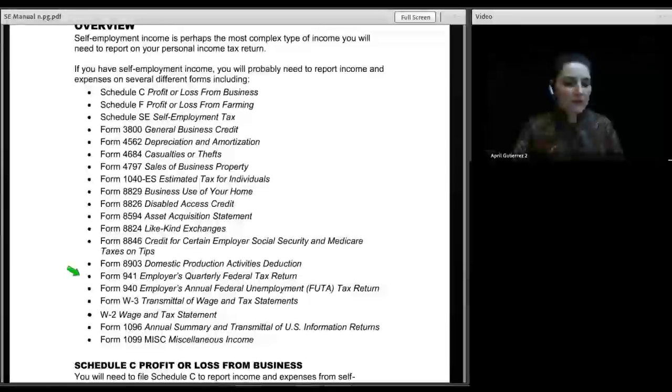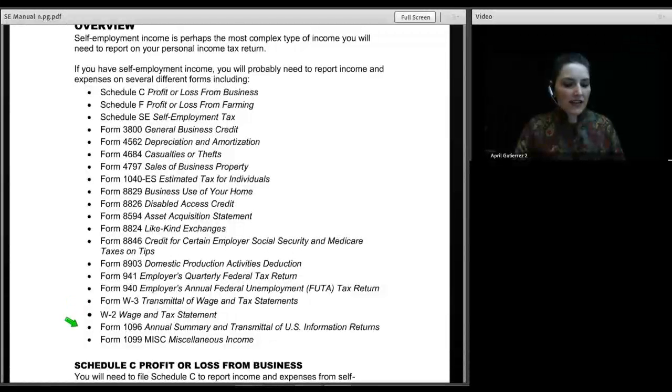Form 941, Employer Quarterly Federal Tax Return. If you have employees, you need to be paying your payroll taxes on them, and that's the form you use to do it. And then Form 940 is the Federal Unemployment Tax Form for employers. Next, we have a Form W-3, Transmittal Wage and Tax Statements, and it goes hand in hand with the W-2 wage statement. If you have employees, you need to file W-2s and the accompanying W-3 transmittal slip with them.